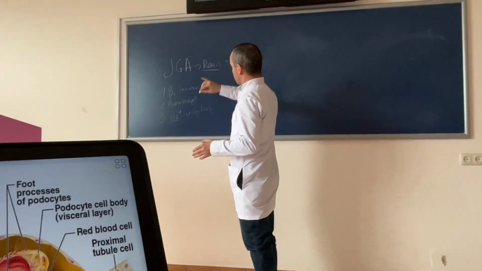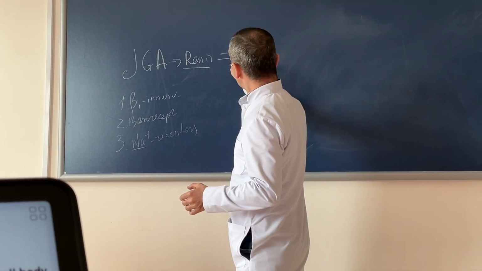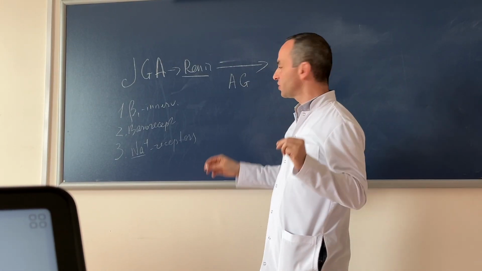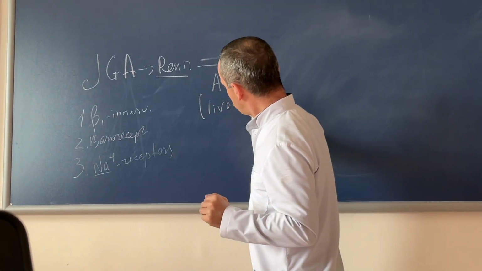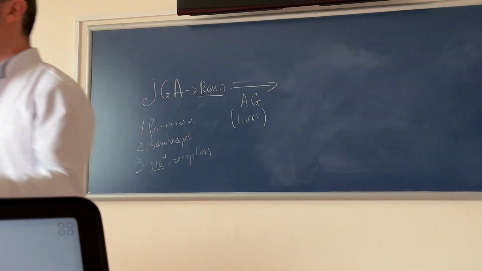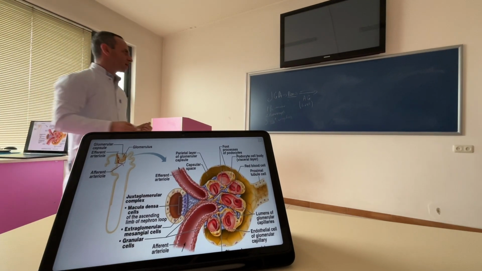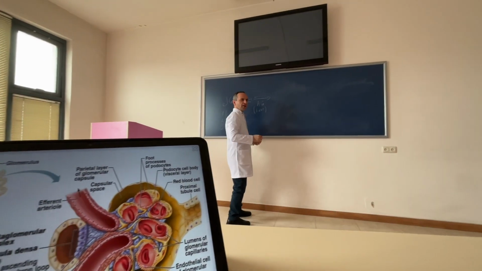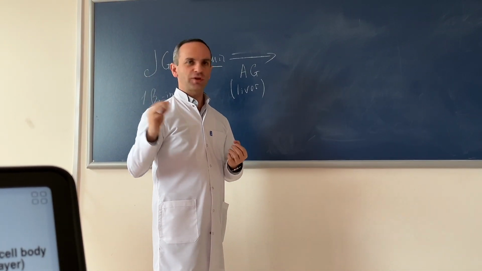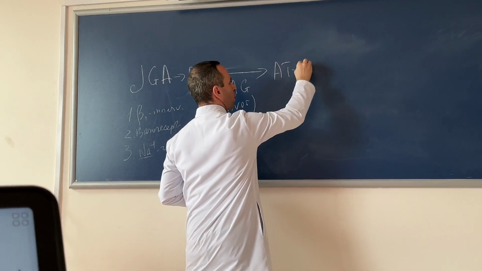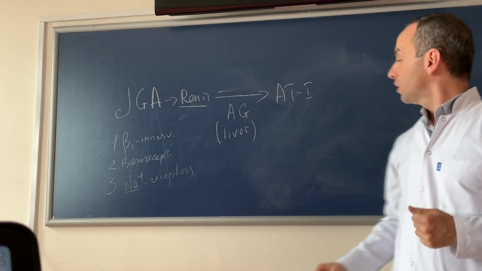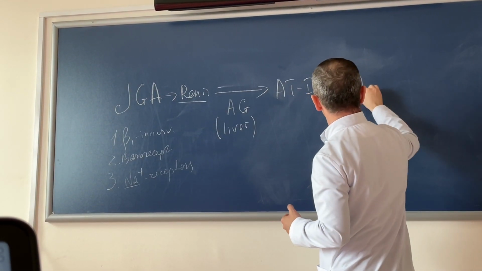Now, renin. Renin is acting on angiotensinogen. Let me write it down like this. Angiotensinogen, which is synthesized by the liver, because it's a protein, and most of the proteins are synthesized by the liver, including this one. Renin is acting on angiotensinogen and converts it, by taking some endings off the protein, to angiotensin 1. Angiotensin 1 is not a stable product. Very soon it is becoming angiotensin 2.